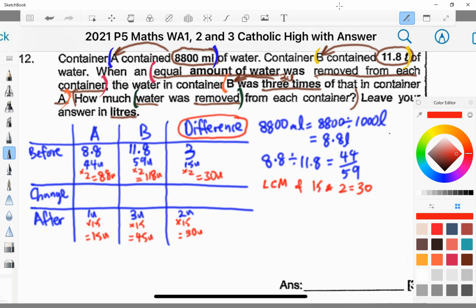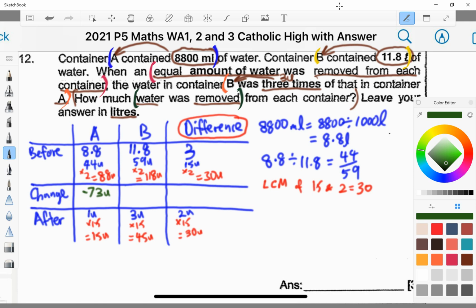Now everyone, many a time children will be asking, how do we actually know that we are doing it correctly? How do we actually know that this question is indeed talking about difference unchanged? Well, no worries. Here's a very important pro tip that I would like to share with everyone. As everyone can see, from 88 units, which is container A at first, and eventually I have 15 units, there is a drop of 73 units.